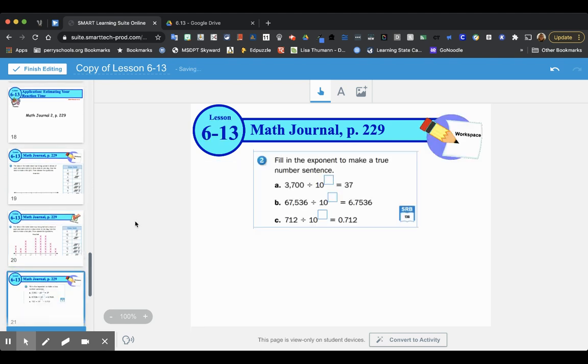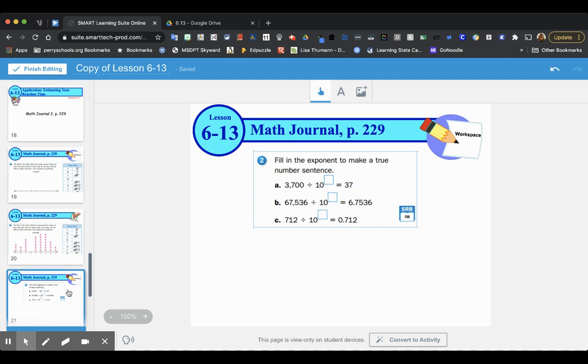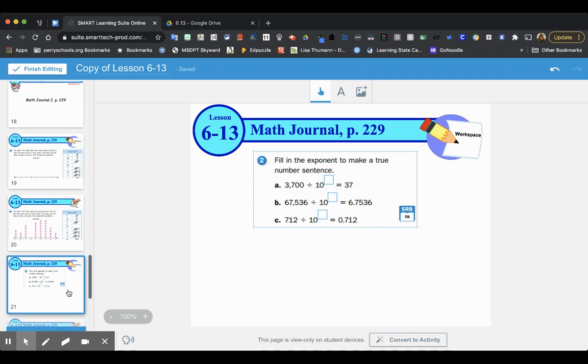Question number 2 says to fill in the exponent to make a true number sentence. So you can look at A, B, and C. You need to fill in the exponent to create these numbers. Pause your video, fill them in, come back and check.